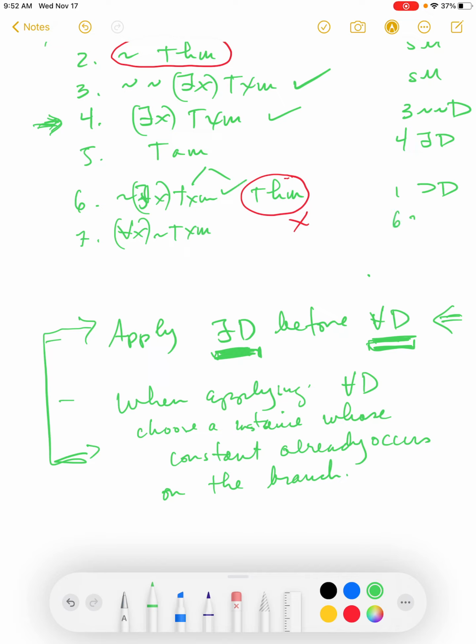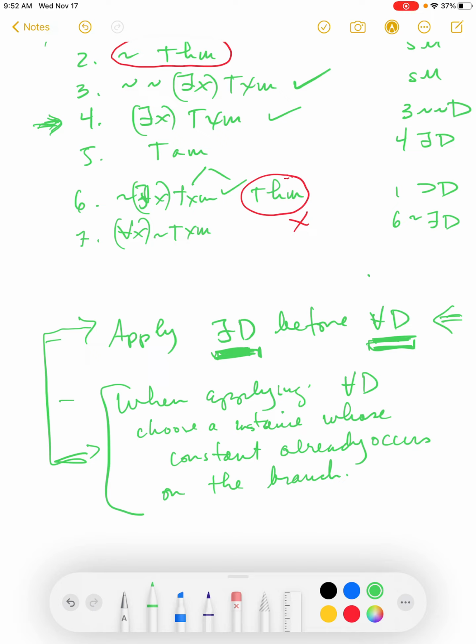Check that, and I get that from 6 by negation existential decomposition. And now I'm going to apply universal decomposition to line number 7. Now, it certainly doesn't make any sense to introduce a new constant, right?